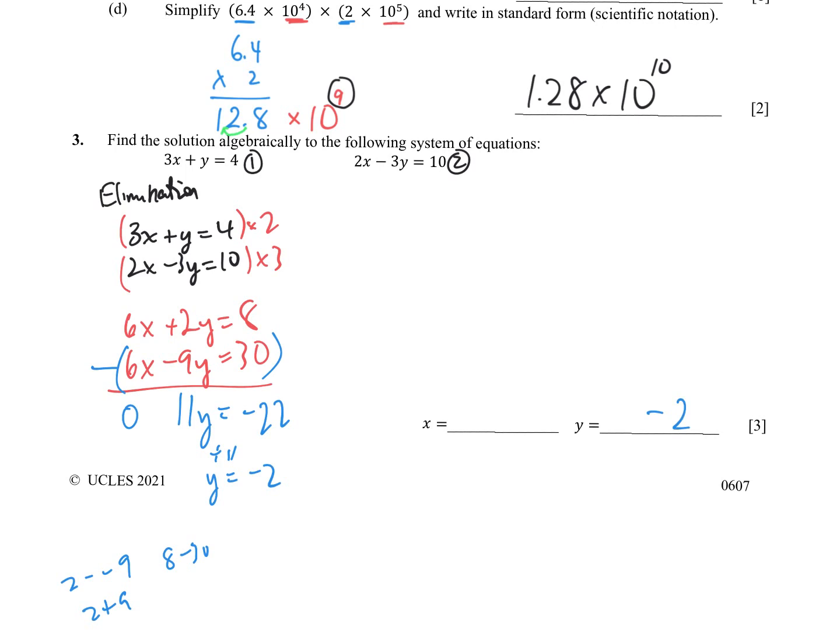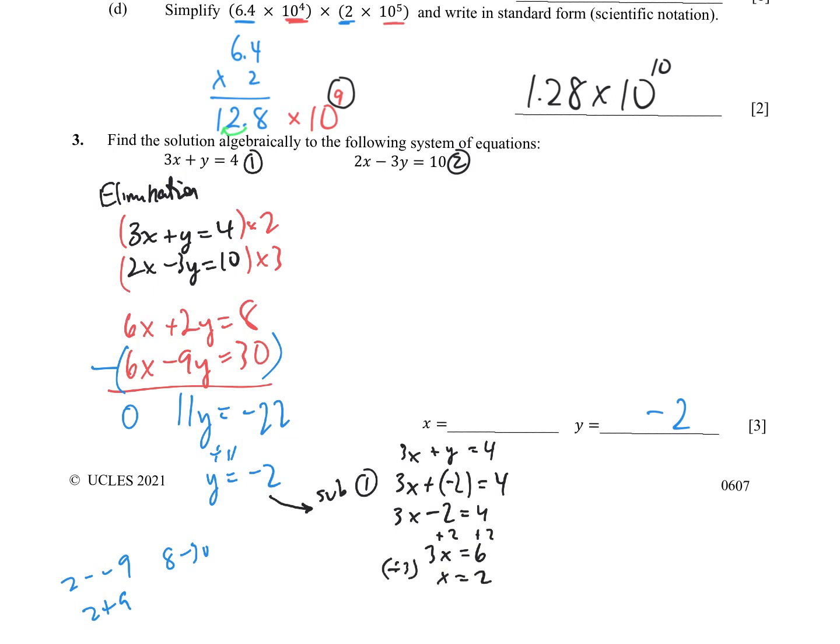Then what you would do is you would take that and substitute it back into one of the equations. So maybe you might choose equation 1 and say 3x plus negative 2 equals 4 instead of 3x plus y equals 4. And then you have 3x minus 2 equals 4. Add 2 to both sides. You get 3x equals 6. And then divide by 3. And you get x equals 2.